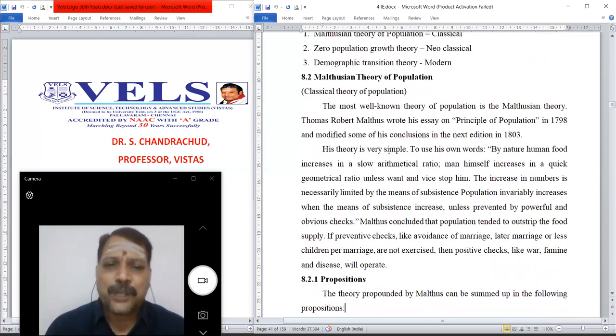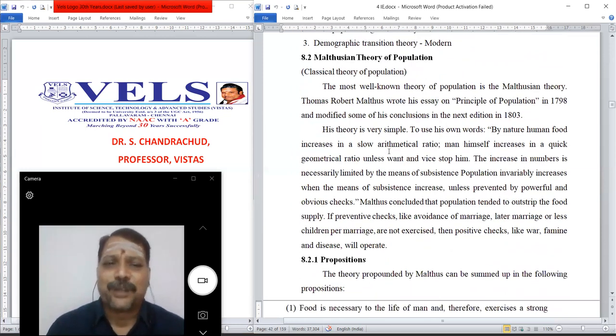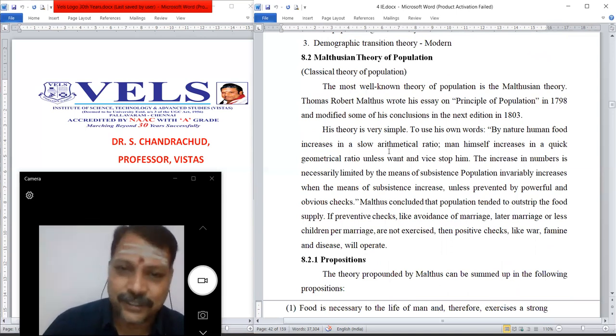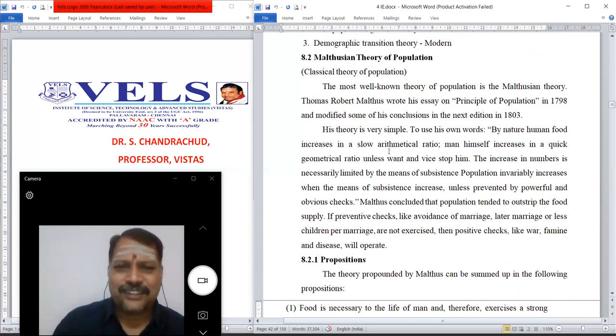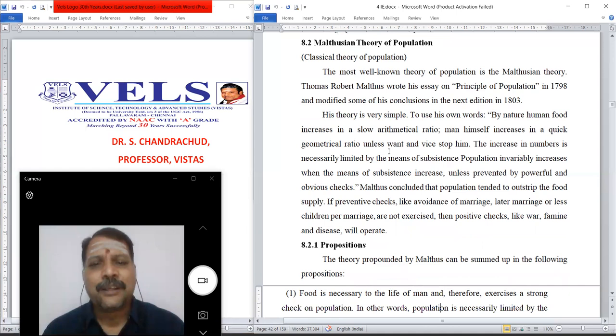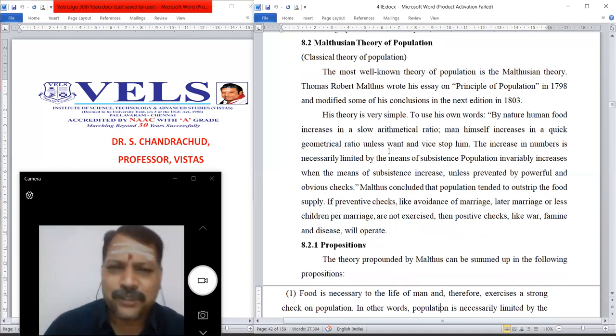The most well-known theory of population is the Malthusian theory. Thomas Robert Malthus wrote an essay on the principles of population in the year 1798 and modified some of his conclusions in the next edition in 1803. His theory is very simple.